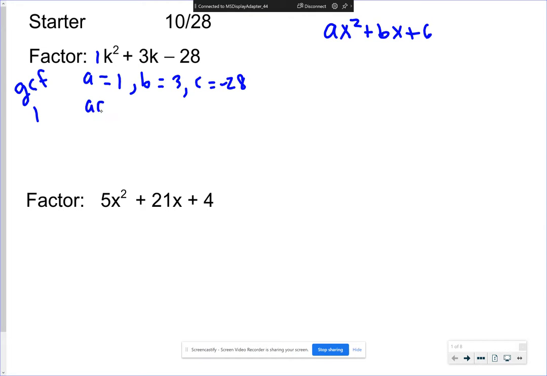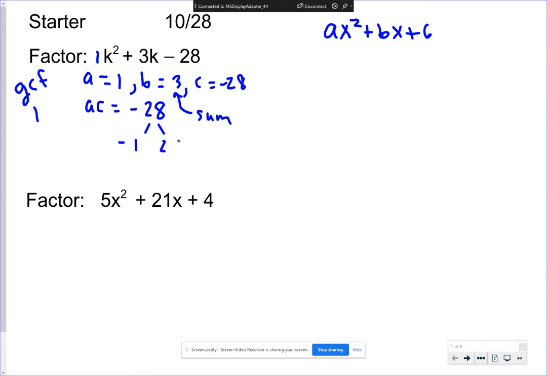We take A times C, we find the product of A and C, and then we look for two factors of negative 28 that add up to positive 3. Remember, the sum needs to equal B. So we need a positive factor and we need a negative factor for this to work.